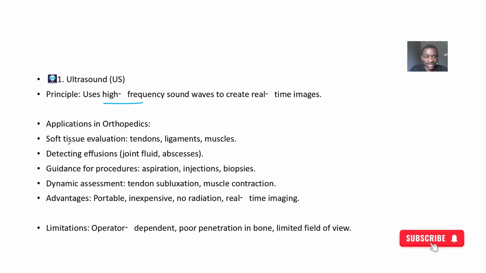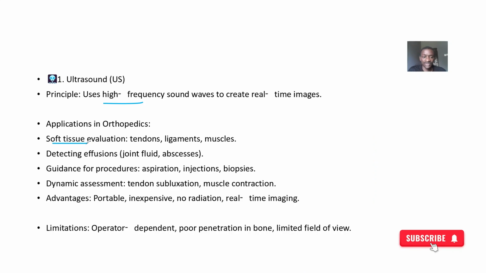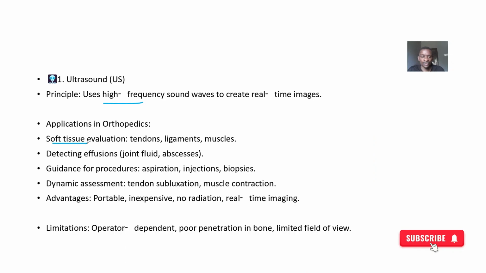So applications can be used to evaluate soft tissues, tendons, ligaments, muscles. That's why you see the shoulder joint there. Detect effusions, if there's a fluid accumulation, abscesses. It can also help guide you if you want to do any procedures. Let me say I want to put a needle here. I'll be using the ultrasound so that it's guiding me so that I don't actually injure any structure there. Then dynamic assessment. So advantages: it's portable, it's inexpensive compared to other ones, and it gives you real-time imaging.